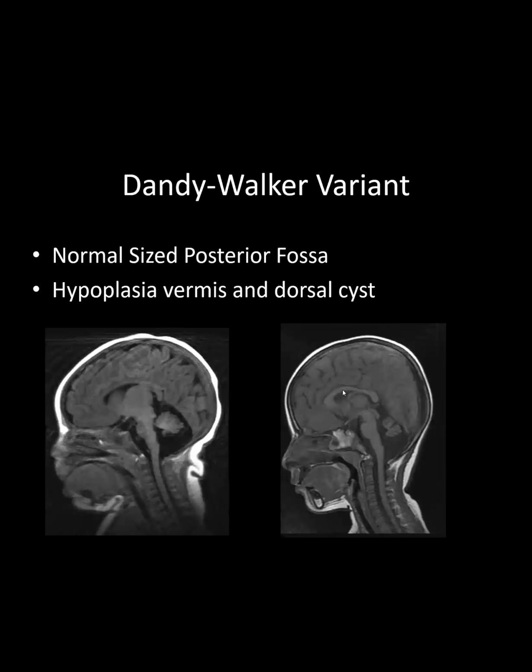So I'll go over that. If more of the vermis forms but the bottom part's deficient and you don't have a huge posterior fossa, but you still have a cyst back here, that's what's called more of a Dandy-Walker variant.